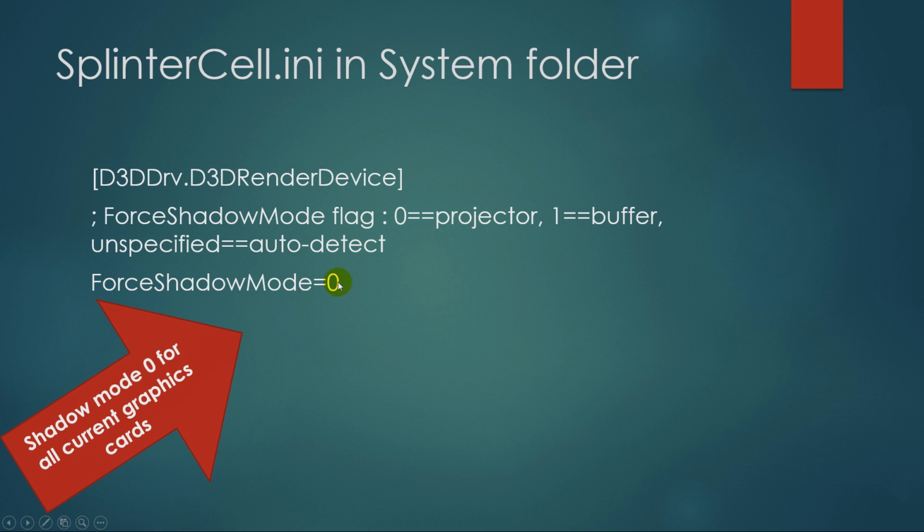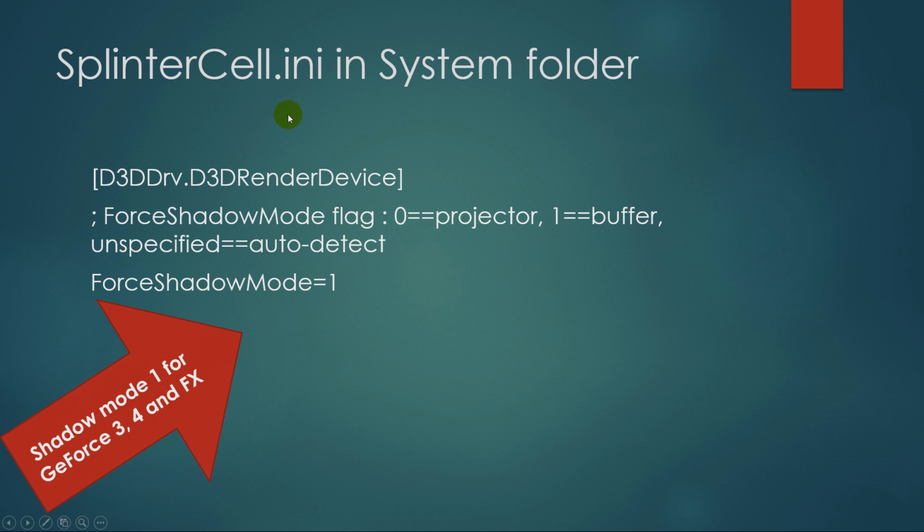So you have to make sure, if you're playing this on a new machine, make sure this is 0 and that the comment in front of this line is removed. However, if you're following my video and you're building a PC to play this game in all its glory, make sure it's full shadow set to 1. And that's for GeForce 3, 4, and also for the GeForce FX.